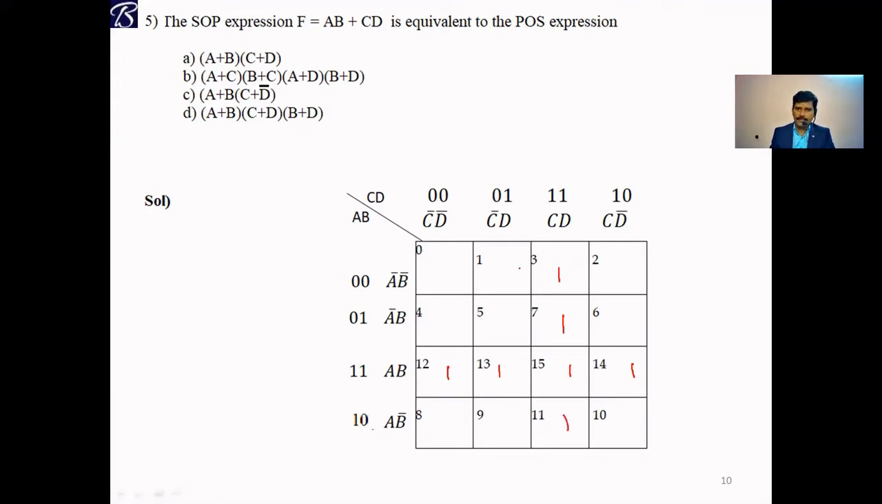So we need to convert into POS expression. So consider remaining zeros: 0, 0, 0, 0, 0, 0, 0, 0, and 0. Now try to minimize this one. Consider this 0. There are two possibilities: 4 corners and this also one quad. So presently leave it. If you consider this one, this quad is also available.